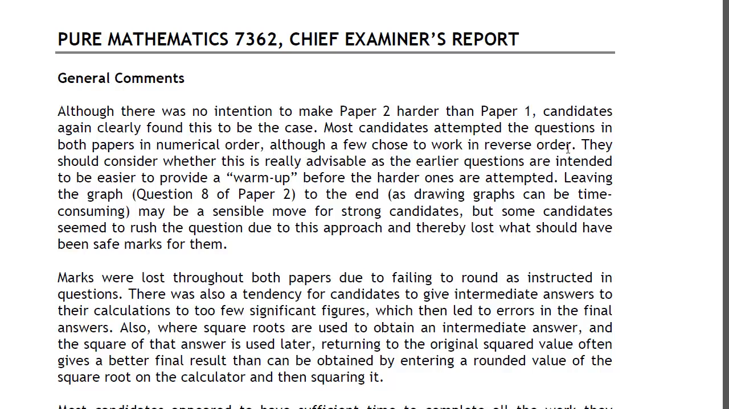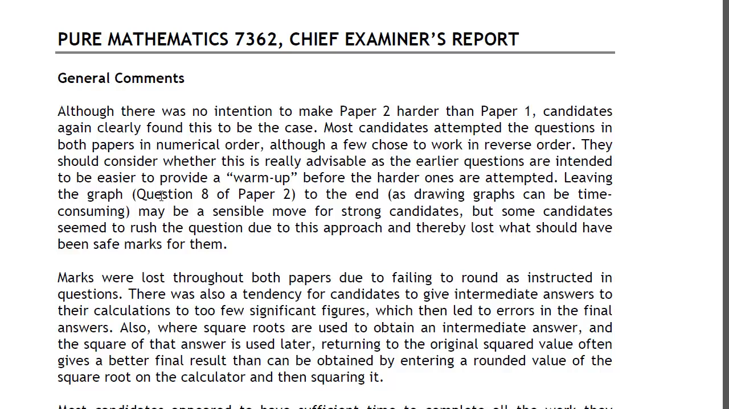Now, it's a good idea to start from number 1. Some people think if you start from number 10 and then do question number 1, it's a good idea, but it's better if they start from question number 1. They should consider whether this is really advisable, as the earlier questions are intended to be easier to provide a warm up before the harder ones are attempted. So they advise you to start from question number 1.